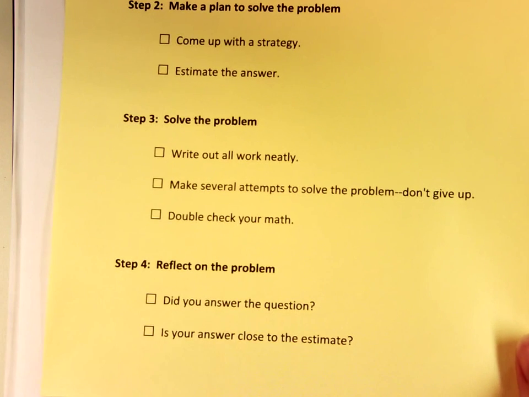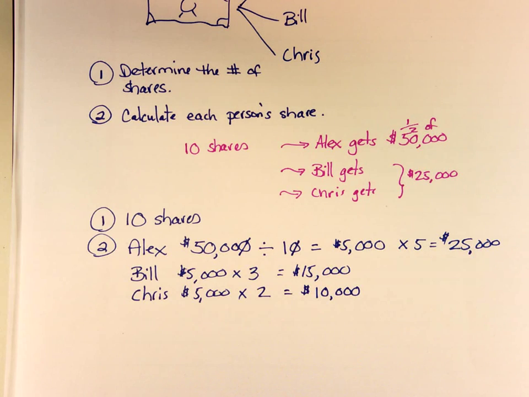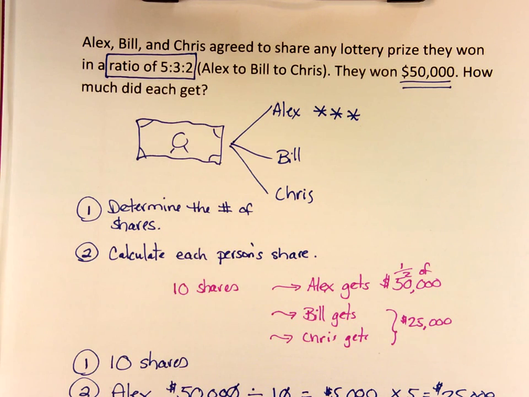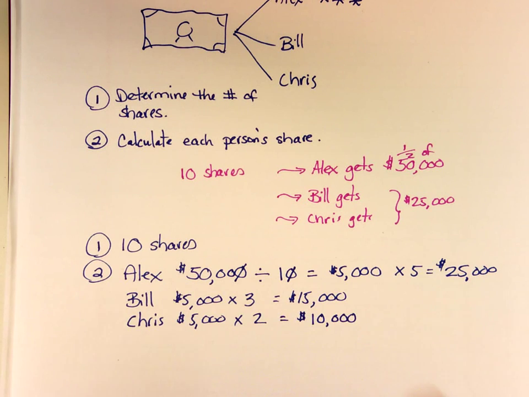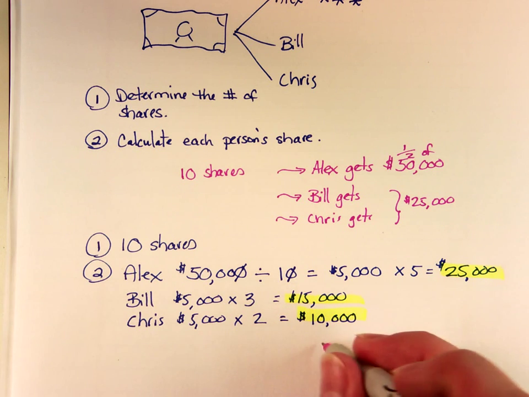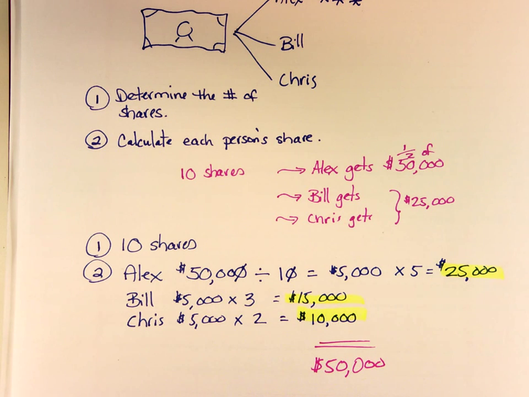Step number 4, reflect on the problem. Did you answer the question? Is your answer close to the estimate? To answer the problem, we had to determine how much each of the men got. So our answer should be in dollar form. Alex got 25,000. Bill got 15,000. And Chris got 10,000. If we did it right, when we add all those up, it should be 50,000. 25 plus 15 is 40, plus 10 is 50. Yeah, we add them up and we do get 50,000. So this is how they would split up their lottery winnings. Great job.